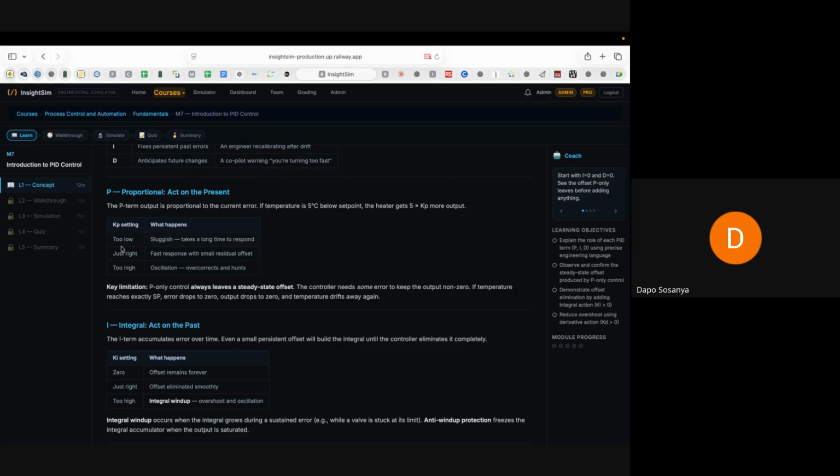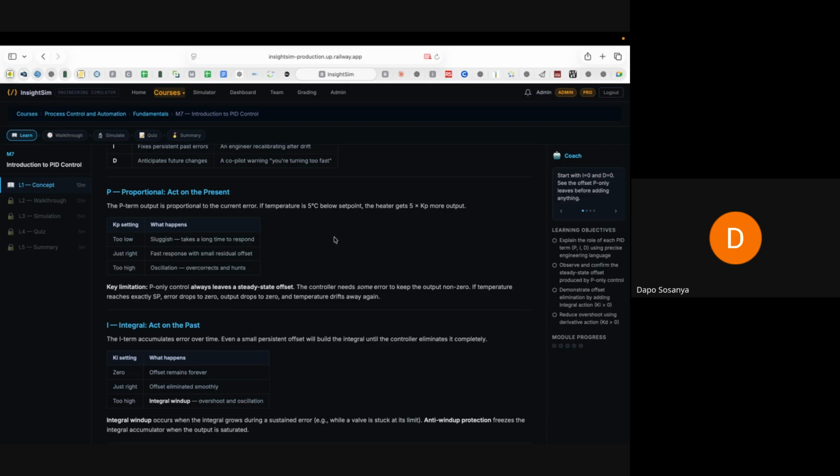Now the P term, which is the Kp setting. So these are the properties. The P term is proportional to the current error. So if temperature is 5 degrees below set point, the heater gets 5 times Kp more output. Essentially, it's a straight line graph. For every y, there is a corresponding x. You can describe that equation using y equals mx plus c. That is the equation of a straight line.